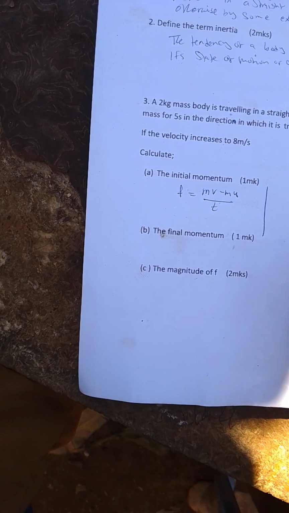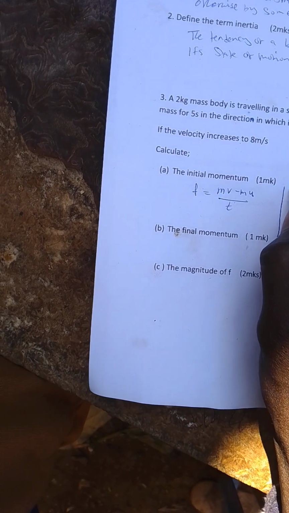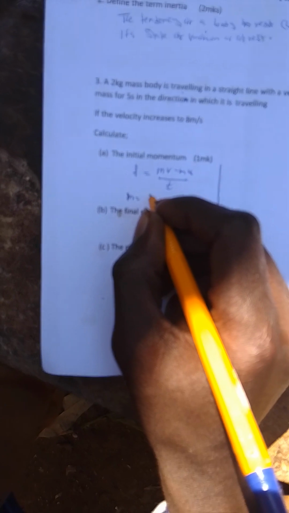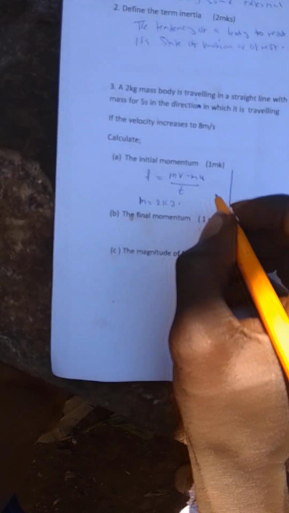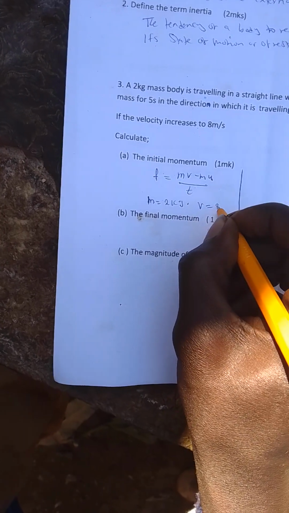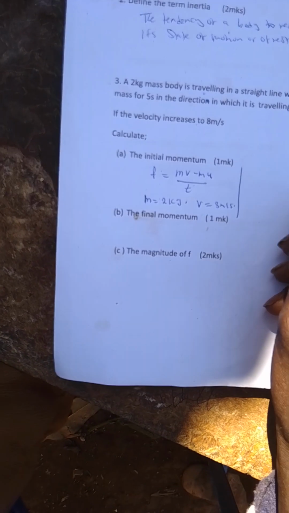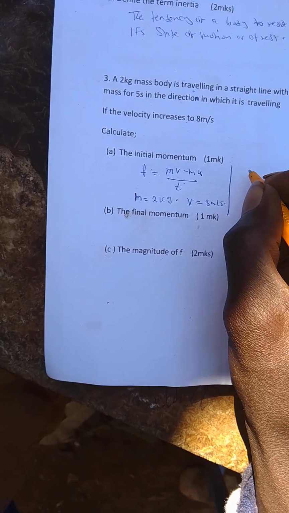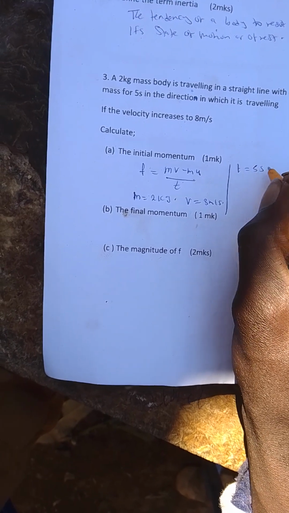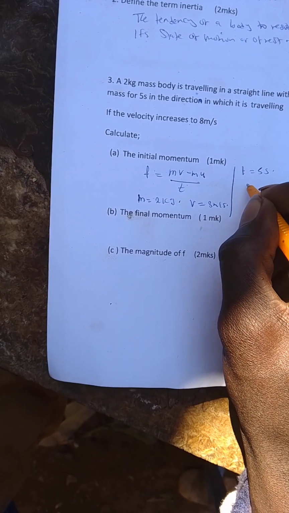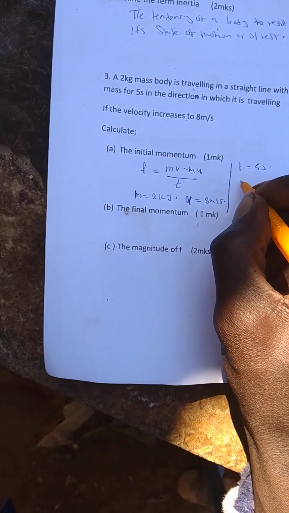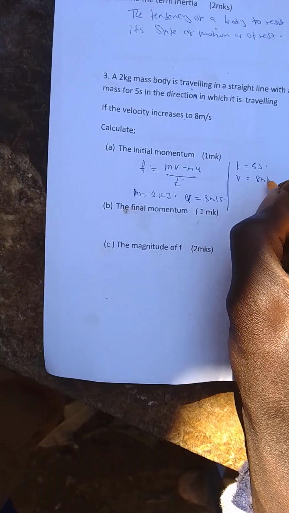First of all, we have the mass of the body is 2 kilograms, and we have also the velocity of the body is 3 meters per second. What else do we have? We also have the time in which the force acts on the body is 5 seconds. And we also have that the initial velocity u is 3 meters per second. Now the final velocity is 8 meters per second.